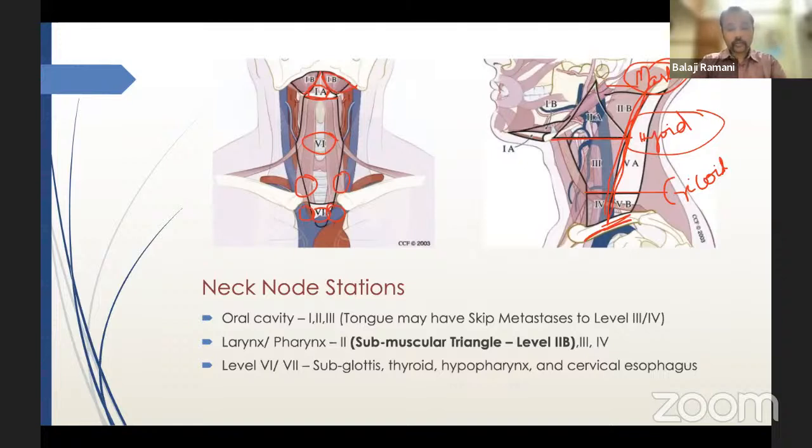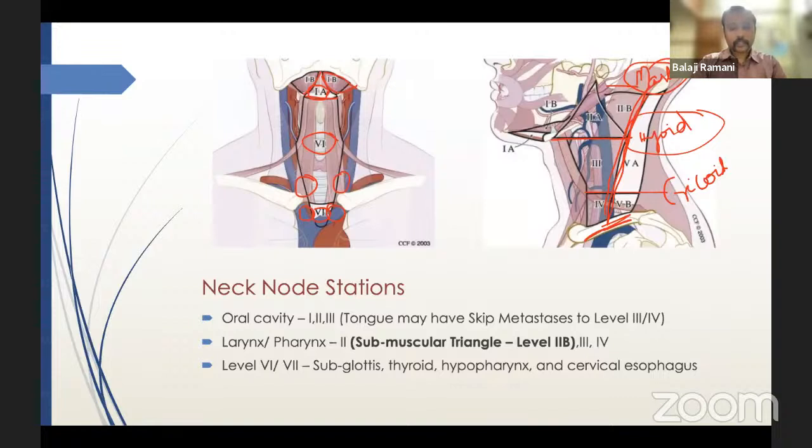Hyoid to lower cricoid is going to be level 3. Cricoid to clavicle is going to be your level 4. Again, for all of this, the posterior border is going to be the posterior border of your sternomastoid.